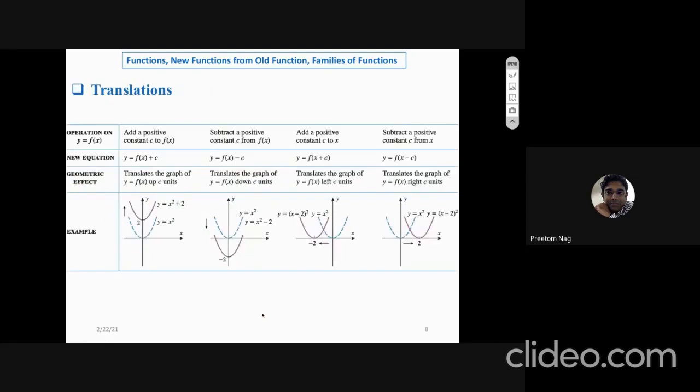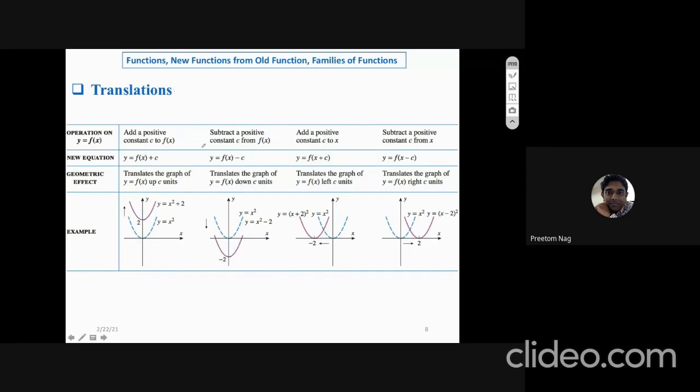So next is translations. How can we find out a new graph if you know the original graph? যদি original graph টা তুমি জানো, then what will be the graph for the new functions which can be obtained by adding some number or subtracting some number. Okay, for example, y equal to f of x is the original function, as for example y equal to x square, right? So if we add some term to y equal to x square, then what will happen to the graph? Or if we subtract some number from the y equal to x square graph, then what will happen?